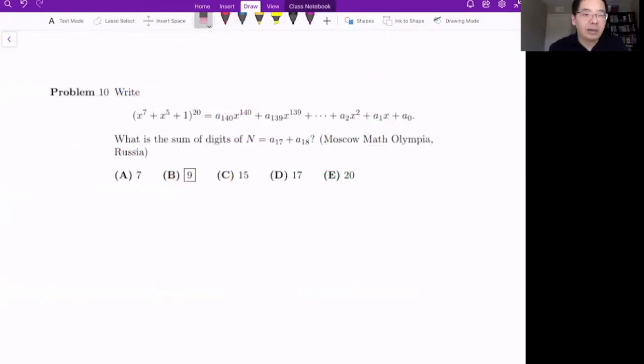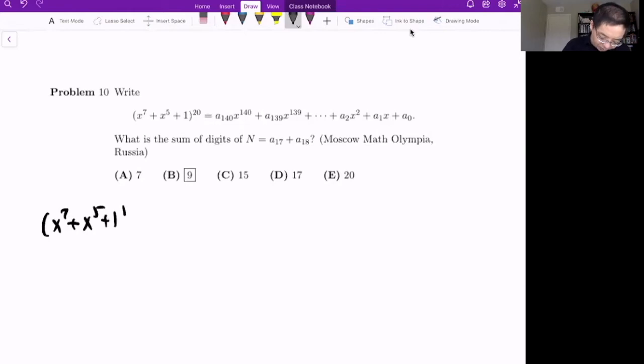Okay, problem number 10. Here we want to expand (x to the power 7 plus x to the power 5 plus 1) to the power 20. The question is, we need to find the coefficients in front of x to the 17 and x to the power 18. All right, so let's look at this. We have (x to the 7 plus x to the 5 plus 1), (x to the 7 plus x to the 5 plus 1), and we multiply 20 copies together.